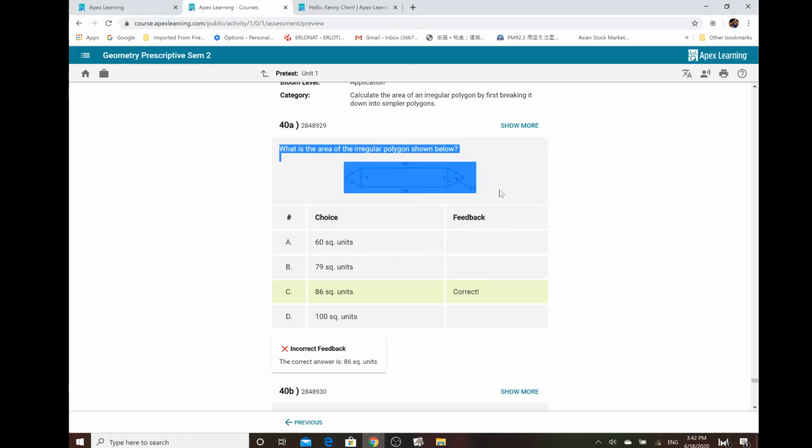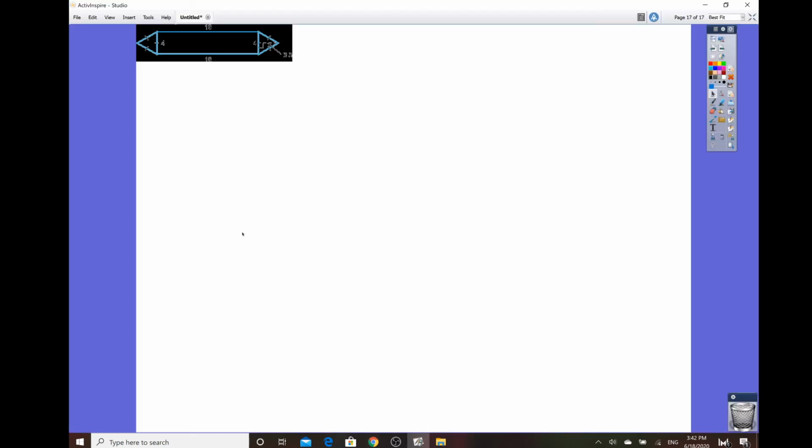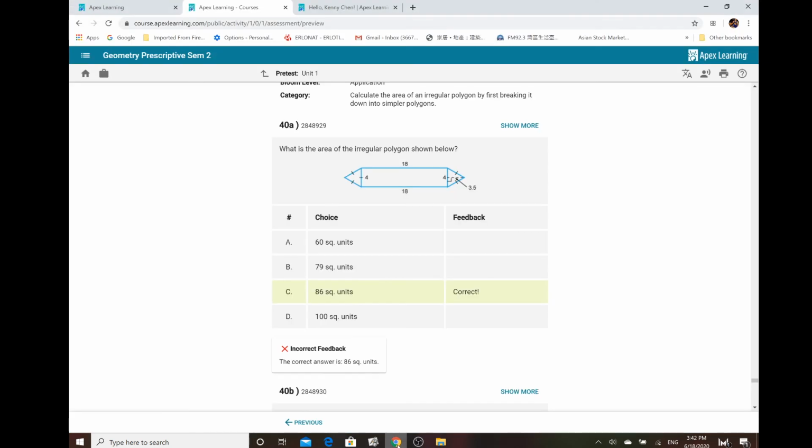Okay, so we do have 18.4 and 3.5. Okay, so this one, 18 and 4, so the height, which is what, 3.5? Just want to make sure that this one is correct. Yep.